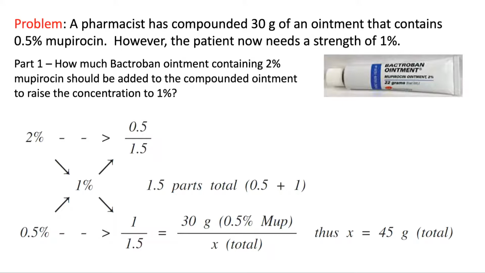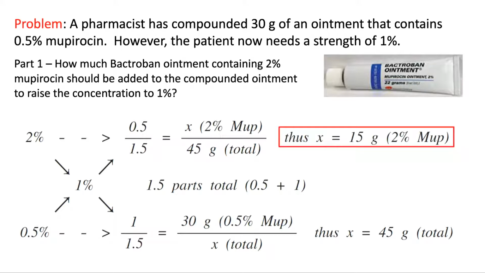Now that I know the total weight, I can go back up to my 2% proportion, because I know I need half a part of the 2% for every 1.5 parts of the total. I now know what the total is, so I just solve for that. I can set that equal to some X amount of the 2% over the total I know I have to get, which is 45 grams. So now I can solve for X by taking 0.5 times 45 and dividing by 1.5, and I see my final answer for this part of the question would be that I would need 15 grams of the 2% mupirocin.